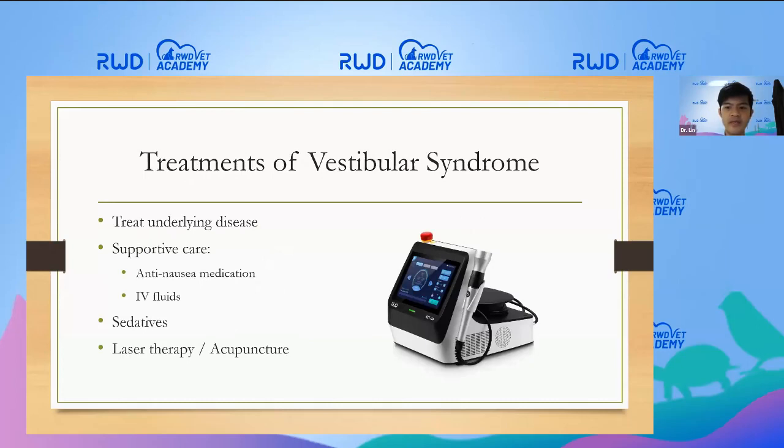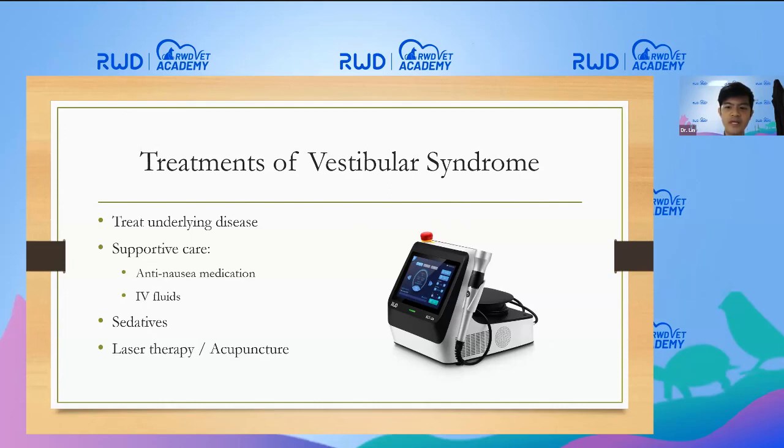Because vestibular disease is caused by an underlying condition, we should treat the underlying condition first, and then control the effects of vestibular disease with supportive care. Supportive care for vestibular disease is based on the symptoms, including anti-nausea medication and IV fluids. Anti-nausea medication decreases vomiting and helps with motion sickness.